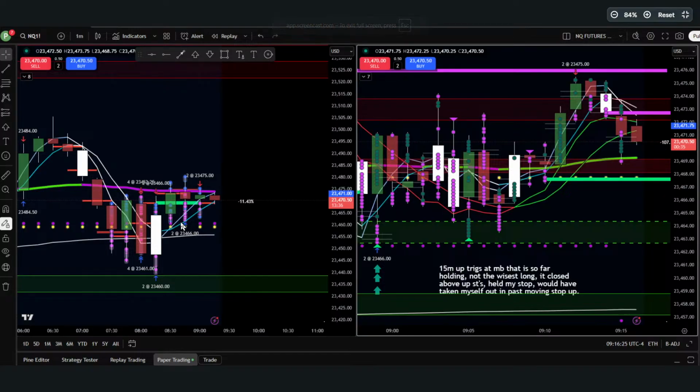15-minute triggers up. You're at a mid-band that is so far holding, so directly into a termination condition, not the wisest long. Closed above the small triggers, held your stop, and it went right to where it was supposed to go from the strong side of the triggers and good stop placement.